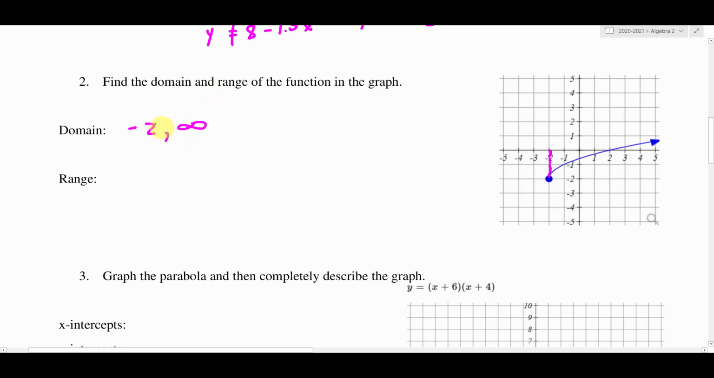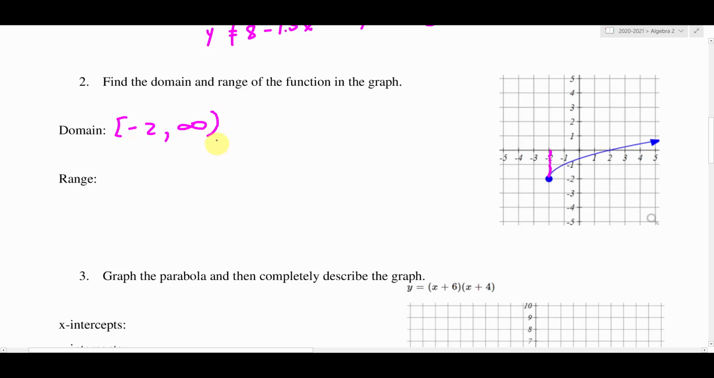And then remember how the brackets work. If you can get to the number, you put a square bracket on it. If you can't get to the number, then you put a curved parenthesis on it. So I'm going to go over here to my negative 2. It's a closed dot, so I can actually get to that number. So it gets a square bracket. And infinity, obviously you'll never get to infinity, so we're going to put a curved bracket on that one.